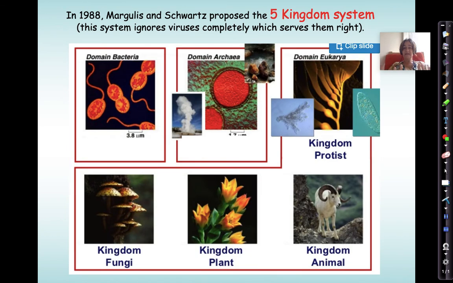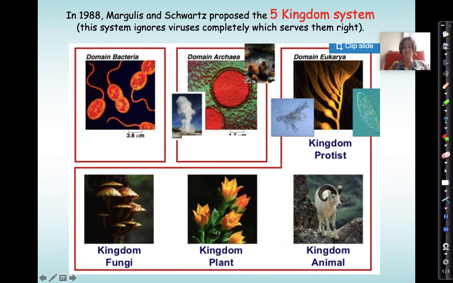In 1988, Lynn Margulis and Schwartz proposed the five kingdoms system. And we're going to ignore viruses right now because I'm telling you, viruses have had a little bit too much press lately. And I think we can just not talk about them just for this lesson. So if we look here, we've got domain bacteria or eubacteria, domain archaea. So we've just talked about them. Then we've got domain eukarya. In the eukarya, we have the kingdom protists, animalia, plantae, and fungi.